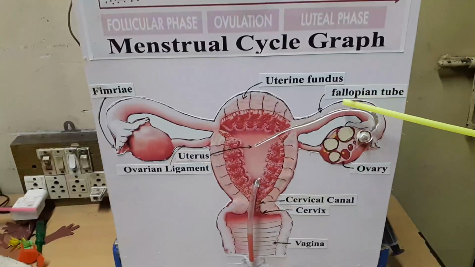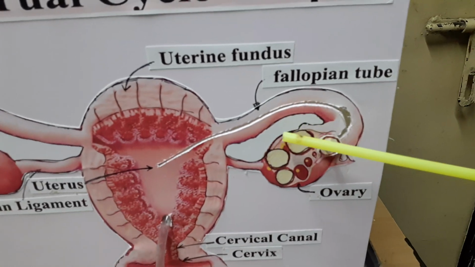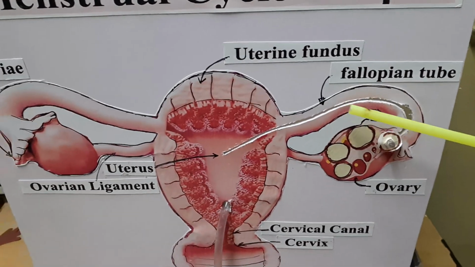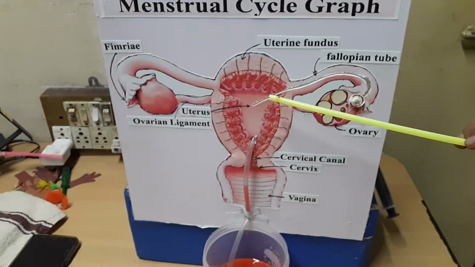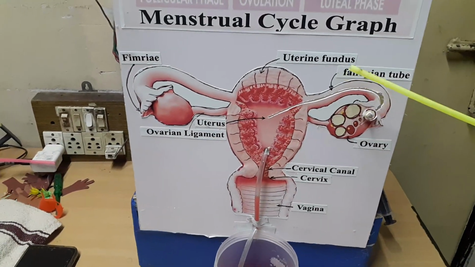After releasing the egg on the 14th day, it will get fertilized at the ampullary isthmic junction, where it rests for another 30 hours. The fallopian tube pushes the egg into the uterus. Once the sperm enters the uterus, due to uterine contractions, it gets propelled towards the egg, where fertilization occurs.